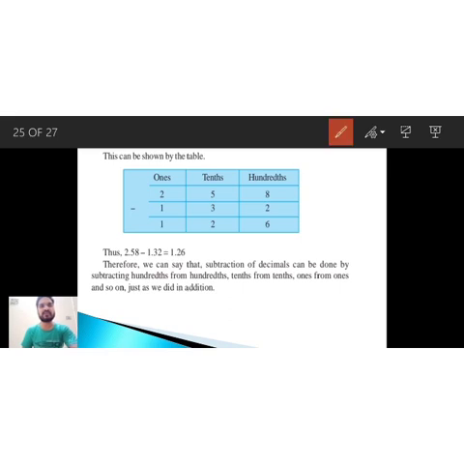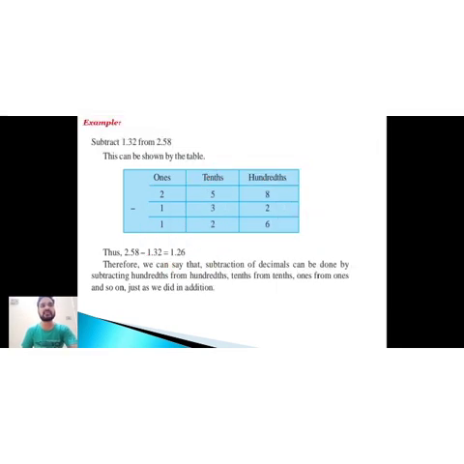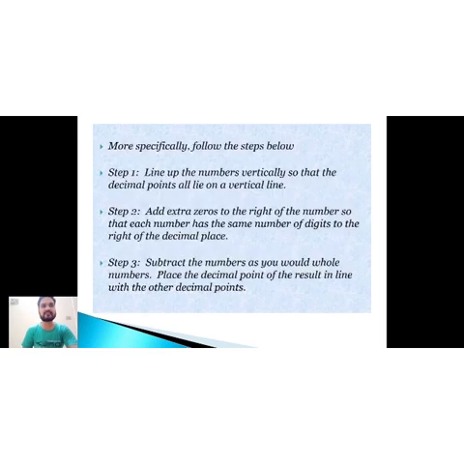So we have to subtract: 8 minus 2 is 6, 5 minus 3 is 2, 2 minus 1 is 1. The final answer is 1.26. In the same way, we subtract decimals. The same formula and steps apply for subtraction of decimals as for addition.